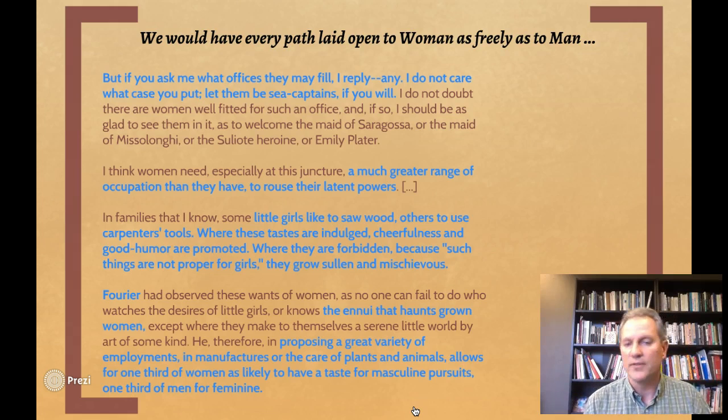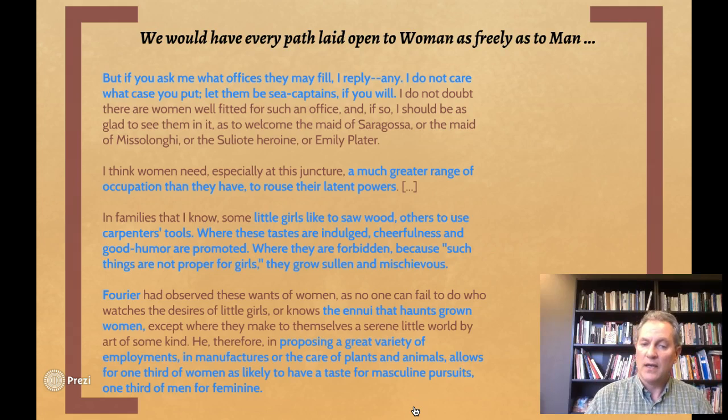And she says, look at little girls. If you watch girls in a family, she says, I know little girls who like to saw wood and use carpenter's tools. And when these tastes are indulged, they're cheerful and good-humored. But if they are forbidden from doing these things, because such things are not proper for girls, they grow sullen and mischievous, Fuller says. And she says, yeah, well, look at also, we see an ennui that haunts grown women, ennui being a French word for kind of a depression or a world weariness. And so it's not just little girls who get depressed by these attitudes, but grown women, adults who've been held back. She cites Charles Fourier here, the French socialist reformer, and you'll read a little bit about him in Woman in the 19th Century.